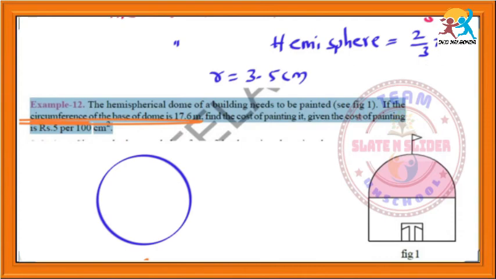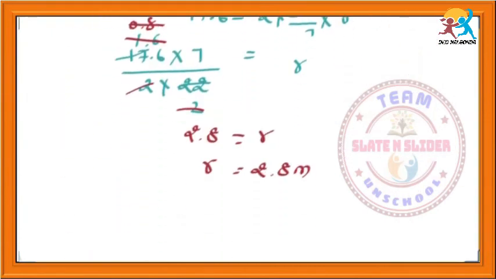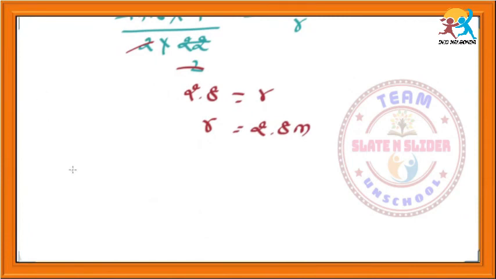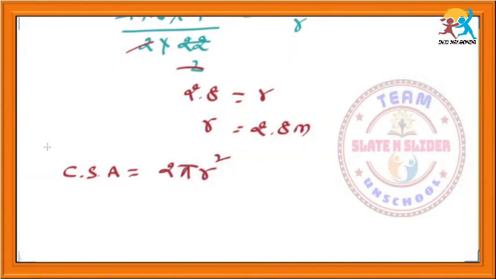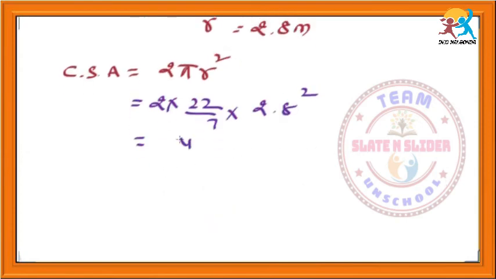So we have to find out the curved surface area of the hemispherical dome. So we know the formula for the curved surface area of the dome, that is CSA is equal to 2 pi r square. So from this we can find out the curved surface area, that is 2 into 22 by 7 into 2.8 square. So by simplification we get 49.28 centimeters square. Sorry, 49.28 meters square. And the cost of painting.